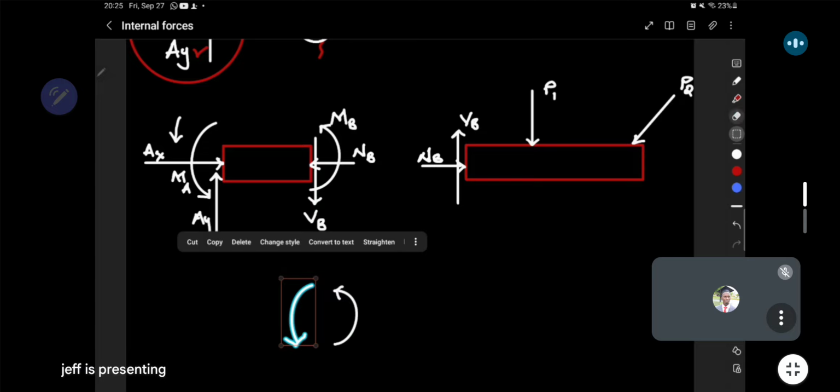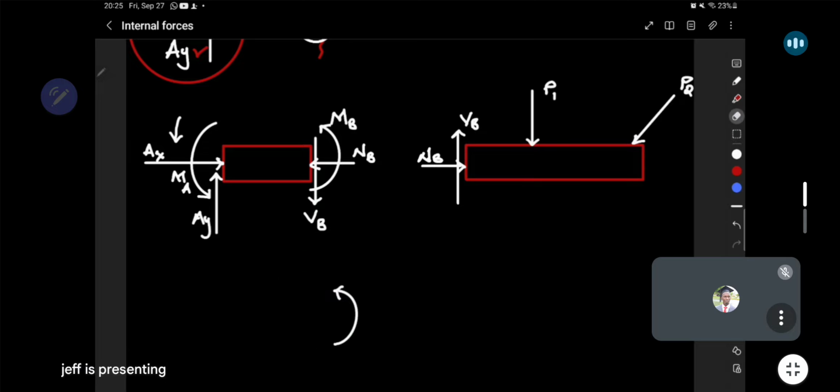So if we wanted to show the opposite of this, we have to draw one that simulates a clockwise rotation like that. So here we have to simulate a clockwise rotation like this one.